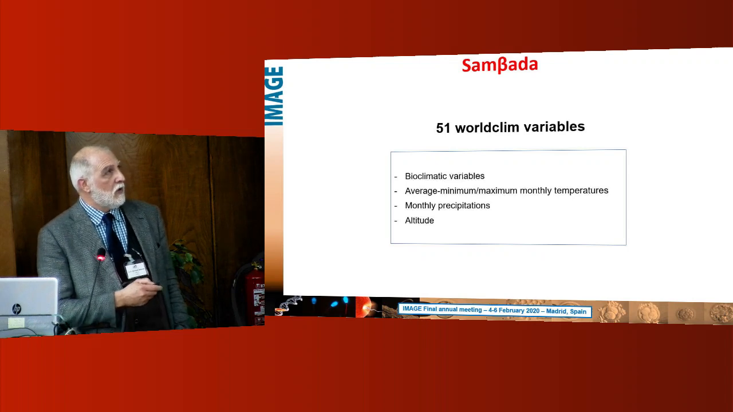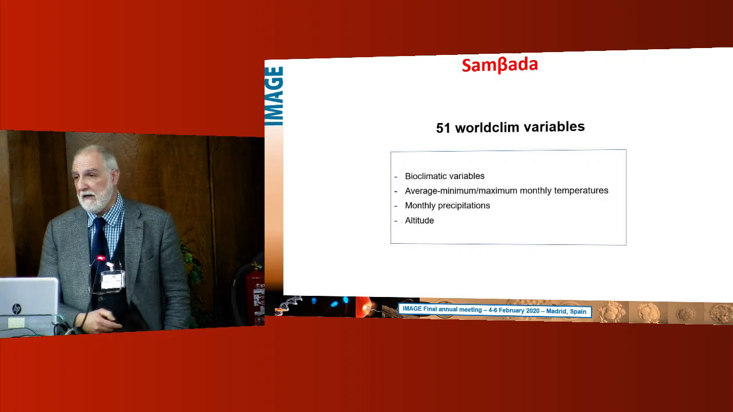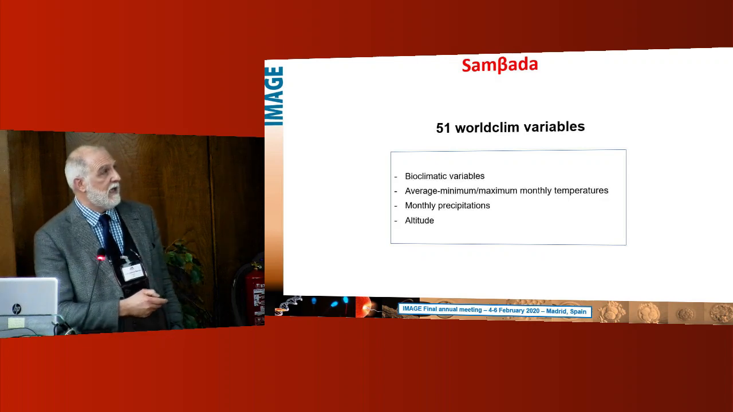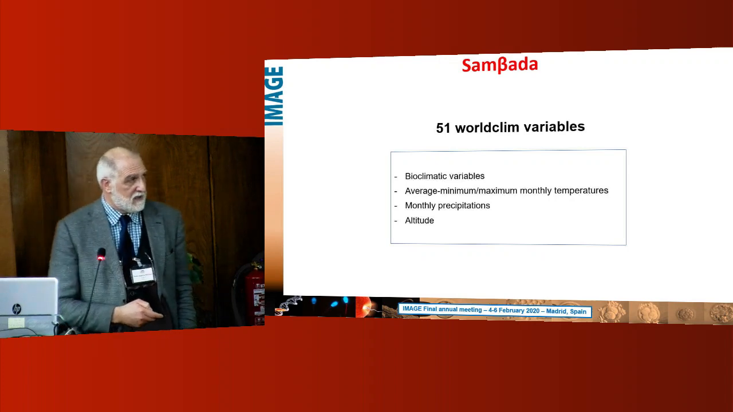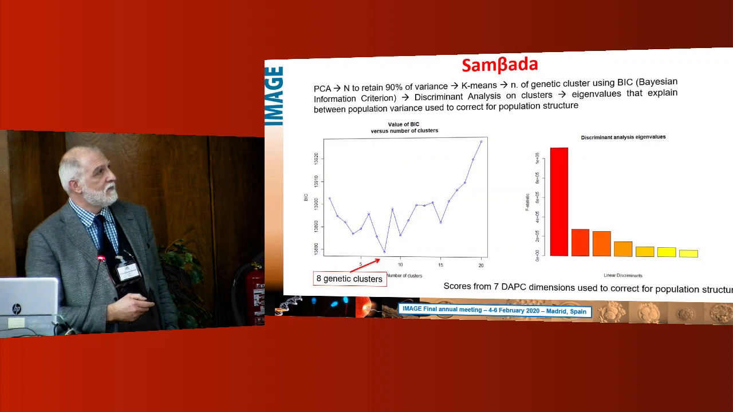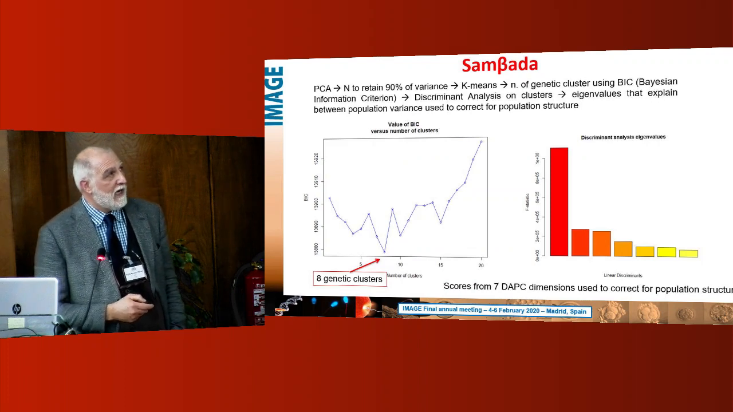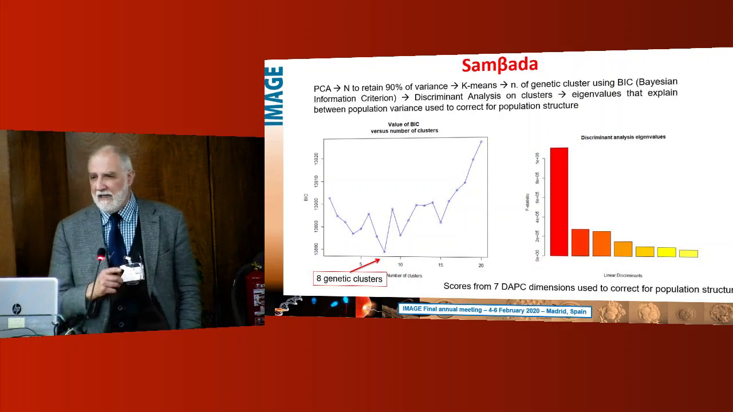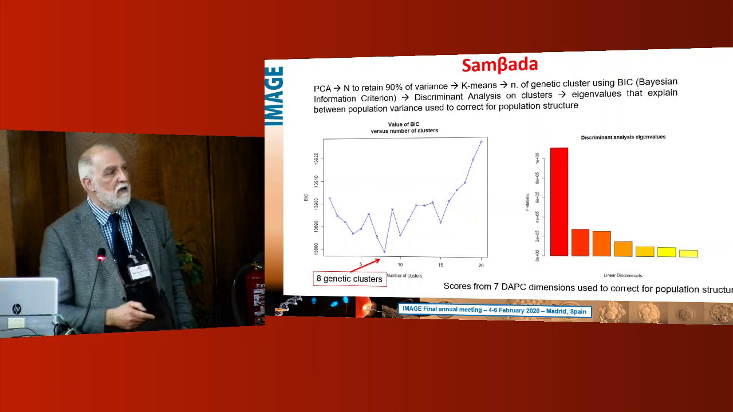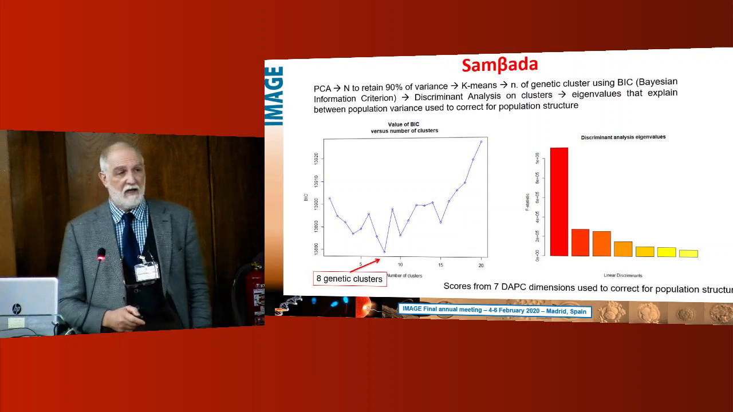Okay. So the variables that were tested were 51. The bioclimatic variables we have seen before, then the average minimum and average maximum monthly temperatures, monthly precipitations, and altitude. So to identify how to correct, in this case, Sambada is correcting for the between-breed variation.